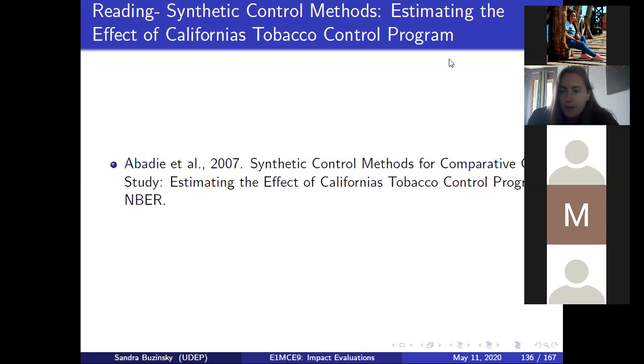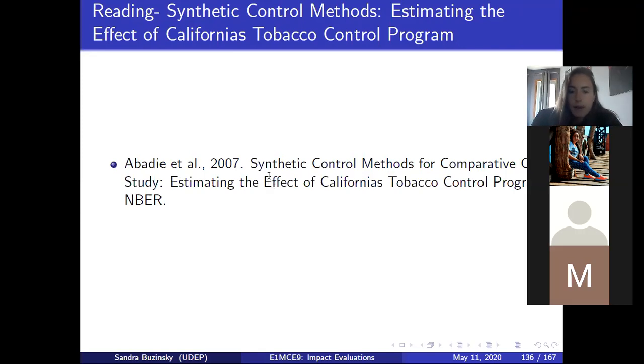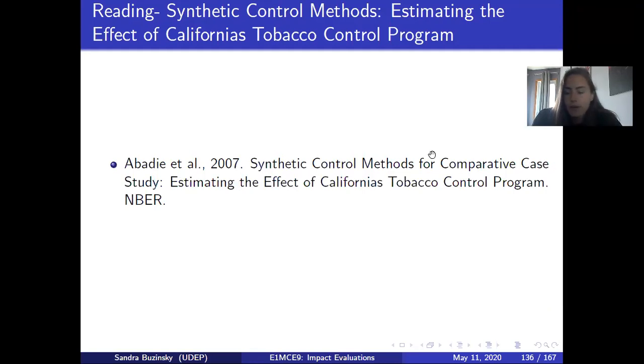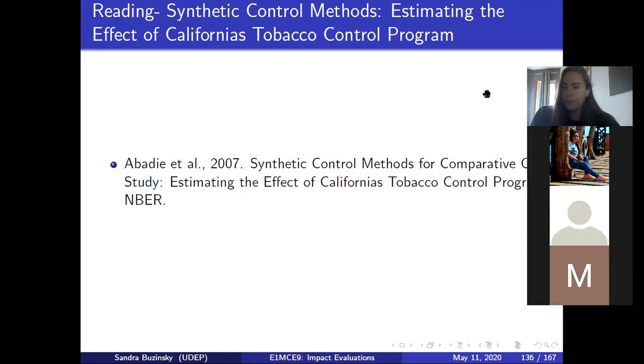So this paper is by Abadie et al. in 2007, and it's called Synthetic Control Methods for Comparative Case Studies: Estimating the Effect of California's Tobacco Control Program. Have any of you read this paper or no? No. Great. Oh, wait. No, okay. That's kind of cool.